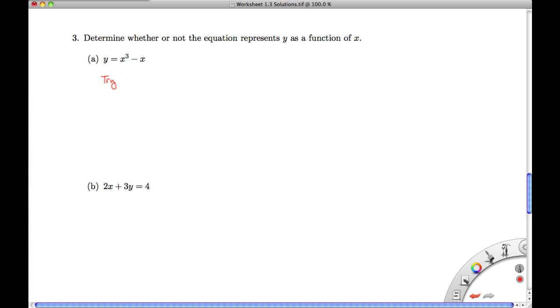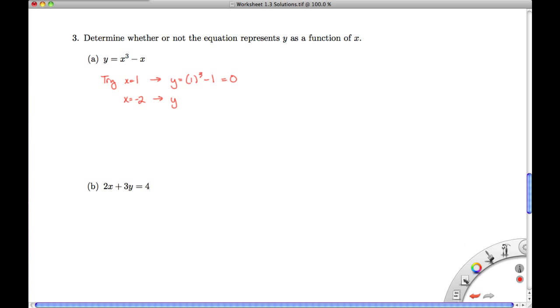If I were to pick, say, x equals 1, what would happen? Well, I get y is equal to 1 cubed minus 1, and this would end up giving me 0. So I picked an x, and I only got one y value out of it. It didn't give me 2, it didn't give me 3, it just gave me one specific y value. And we could do this for basically any one. We'll do another one just to reiterate this.